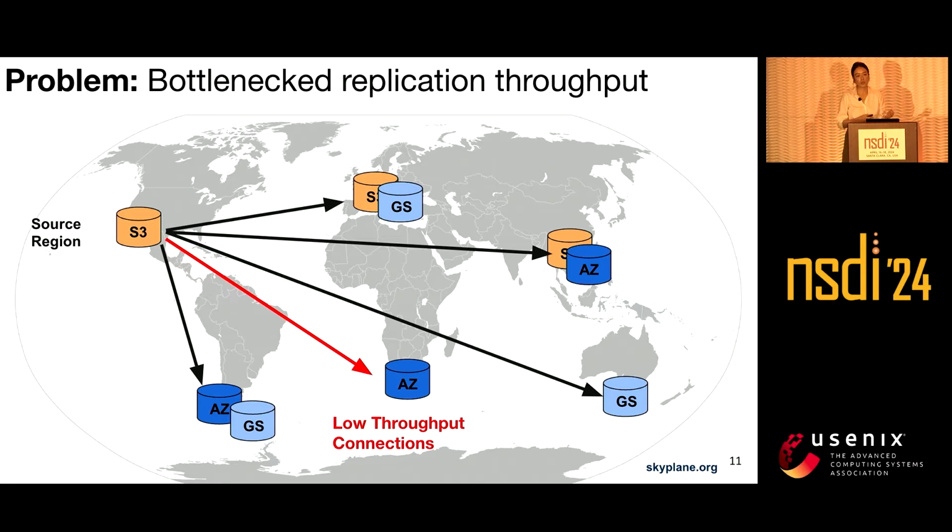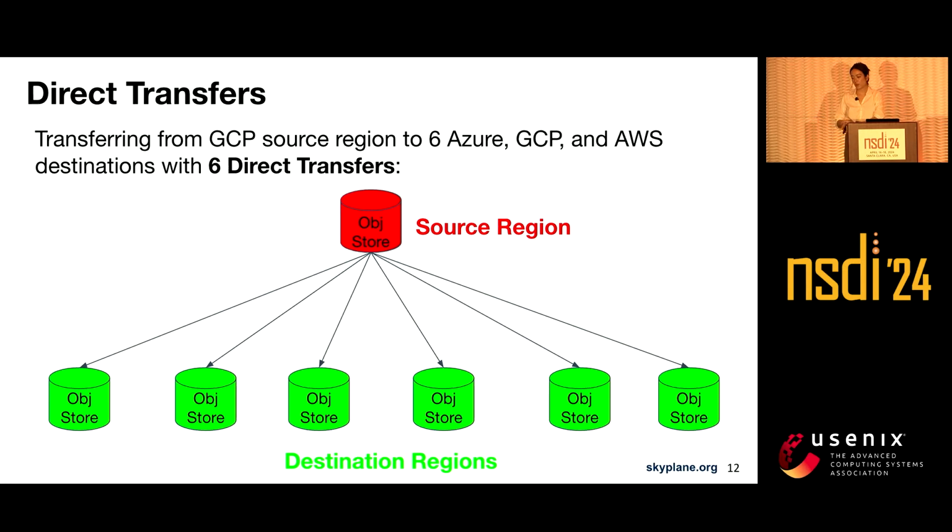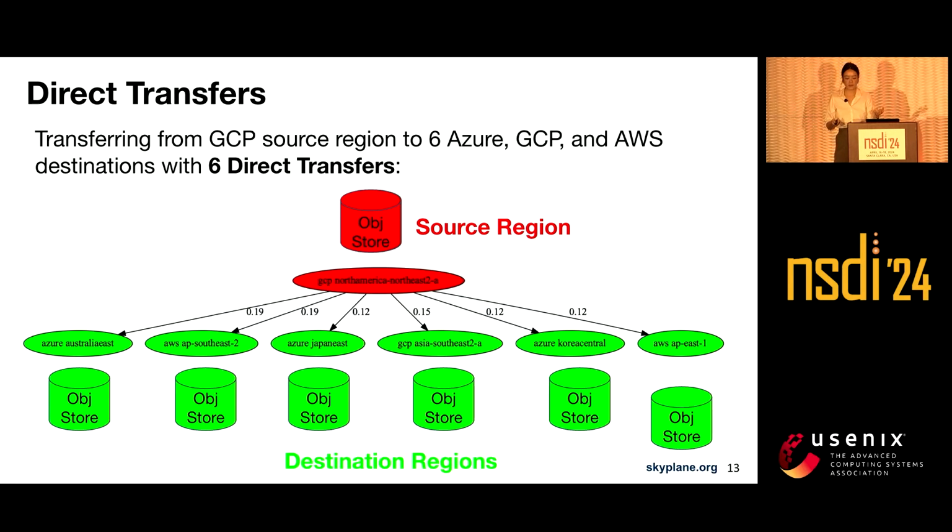Finally, there are also low-throughput connections. We profiled different region pairs and transfers between them in the clouds, and there's actually a lot of variability, where some regions can be extremely slow to transfer data to or from. Going into this example more, this is a visualization of a source region in red transferring to 6 destination regions. These are all real regions. Say the source is GCP North America Northeast 2A, and we're transferring to a bunch of different regions, including in Azure, AWS, and GCP, across multiple geographic regions.